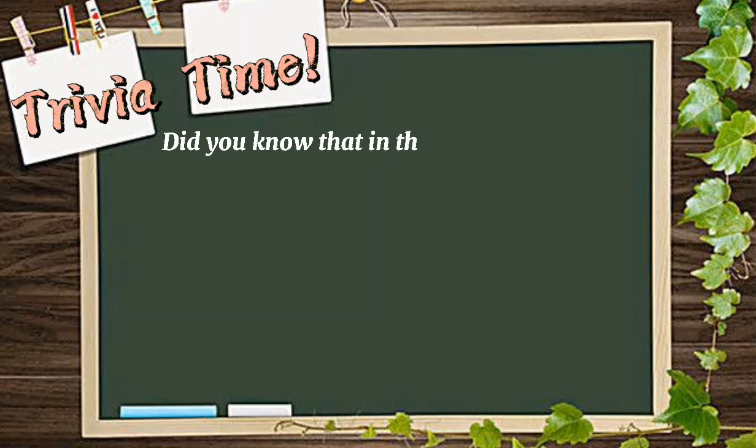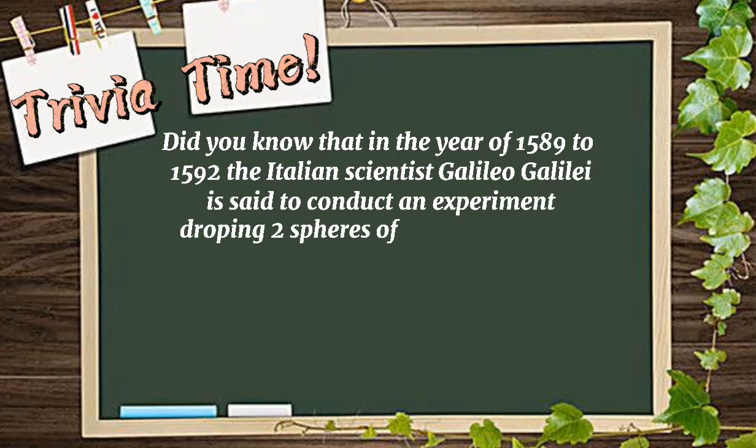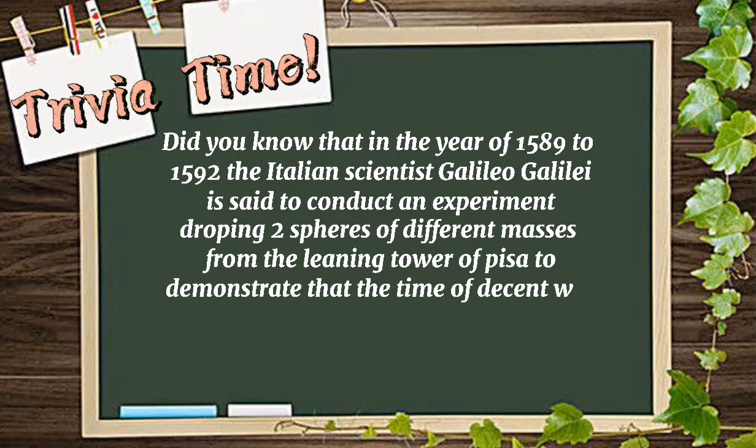Did you know that between the years 1589 and 1592, the Italian scientist Galileo Galilei is said to have conducted an experiment dropping two spheres of different masses from the Leaning Tower of Pisa to demonstrate that their time of descent was independent of their mass.